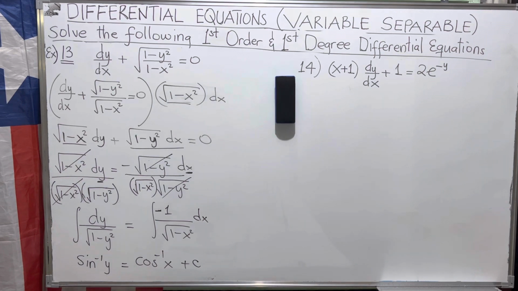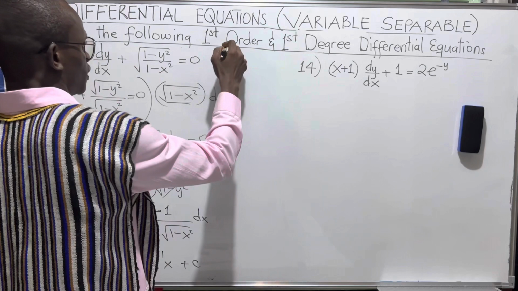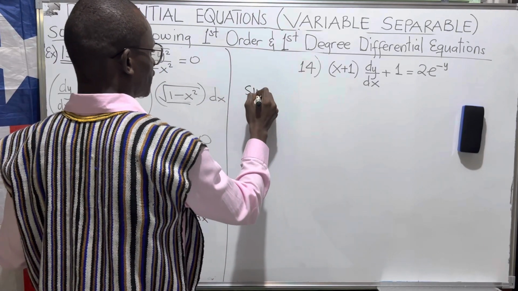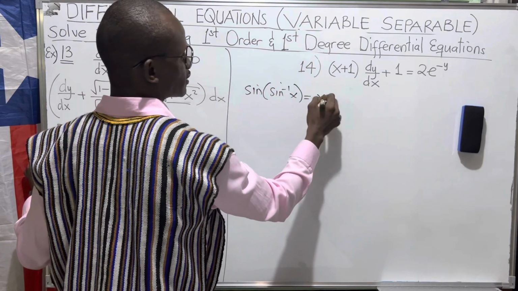So that's how we find the integral of it. Now we just need to simplify it so we can solve for y. We can solve for y by bringing in the property that we know that sine inverse of x is equal to x.